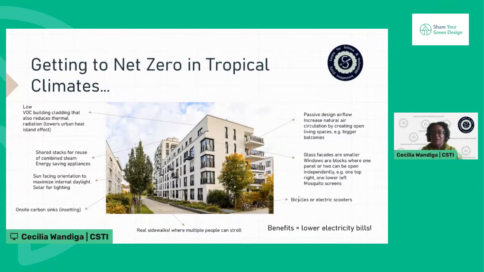Mosquito screens, of course, are necessary for tropical climates. On this lower side, you can see there needs to be, we always think about space for parking, but what about space for bicycles and electric scooters?